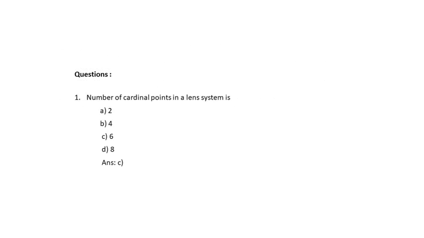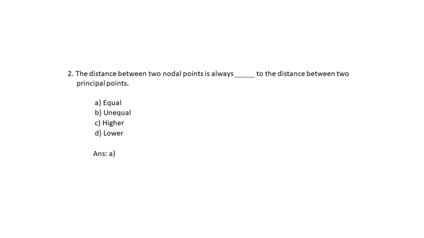Let us discuss some multiple choice questions. First one, number of cardinal points in a lens system is 2, 4, 6, 8. Answer is C, 6. Next question, the distance between two nodal points is always dash to the distance between two principal points. Options are equal, unequal, higher, lower. The correct answer is equal.